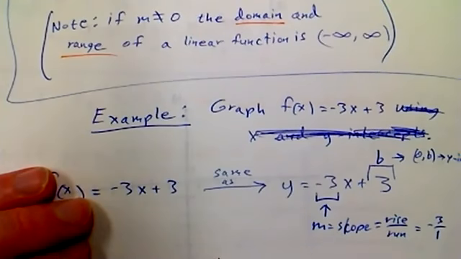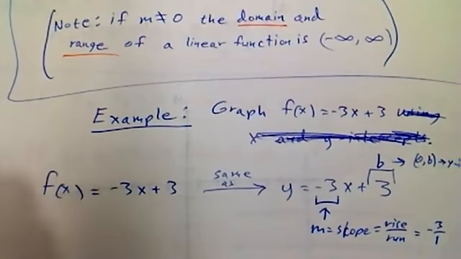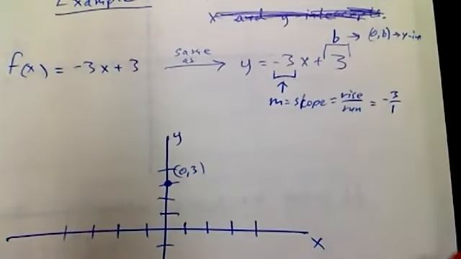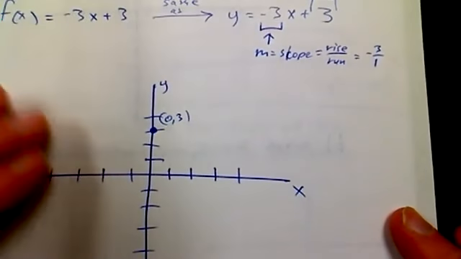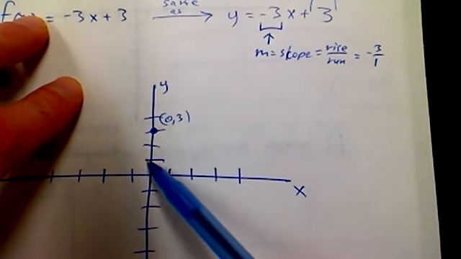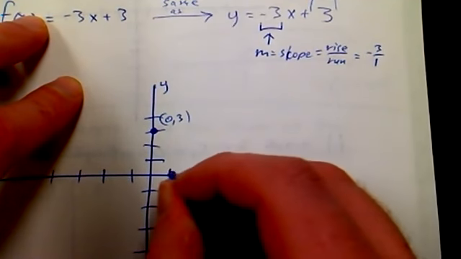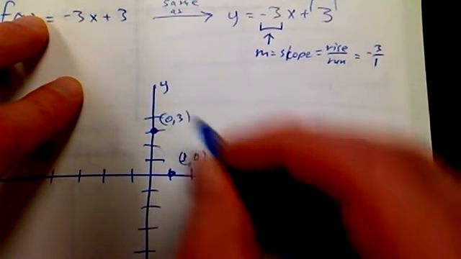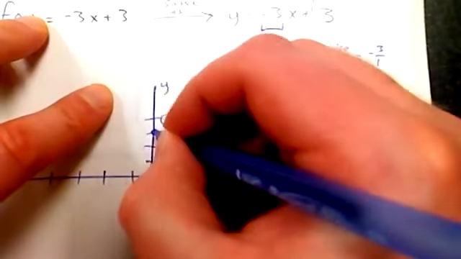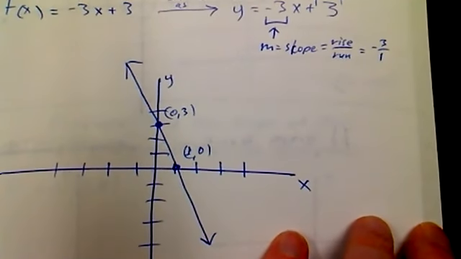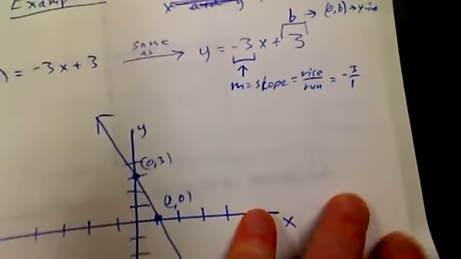So if I'm looking at this, I'll start at that point, (0, 3). Since this is a linear function, I know that this thing looks just like a line, so I need 2 points. If my slope is negative 3 over 1, that means I'm going to go down 3 and over 1. So this will be the point (1, 0). And I'll just connect the dots. So we're right here. Okay, let's move to the next one.